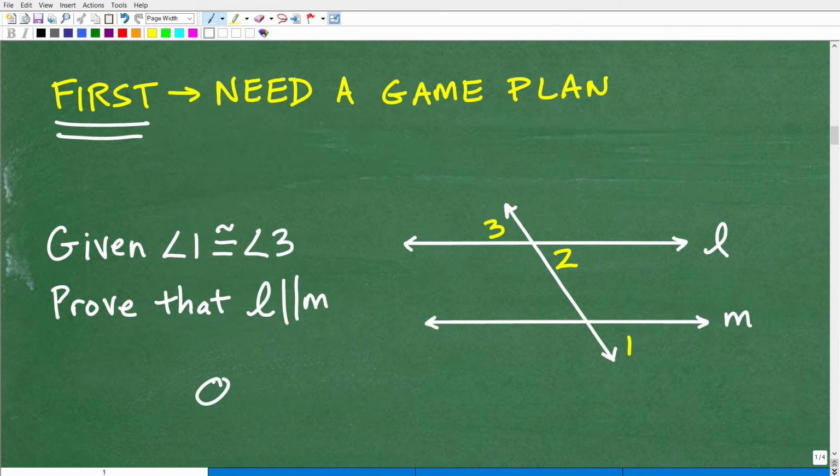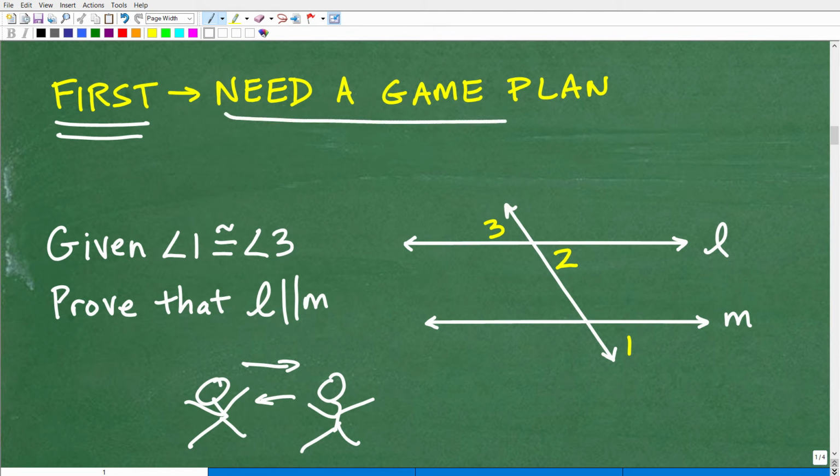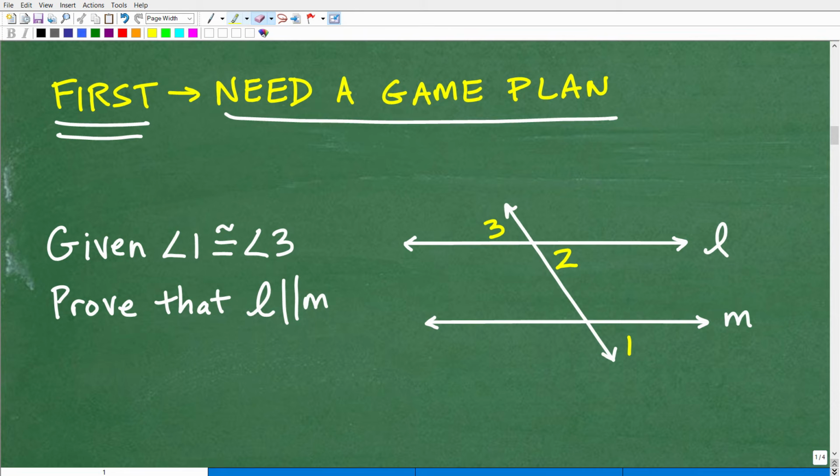Here's you and here's your brother or sister, and you guys are having an argument over something. Now the game is, hey, I've got to convince this person that I'm right and they're wrong. That's the game. So now that we know the rules, we need a game plan to prove our point. So this is where it becomes fun.